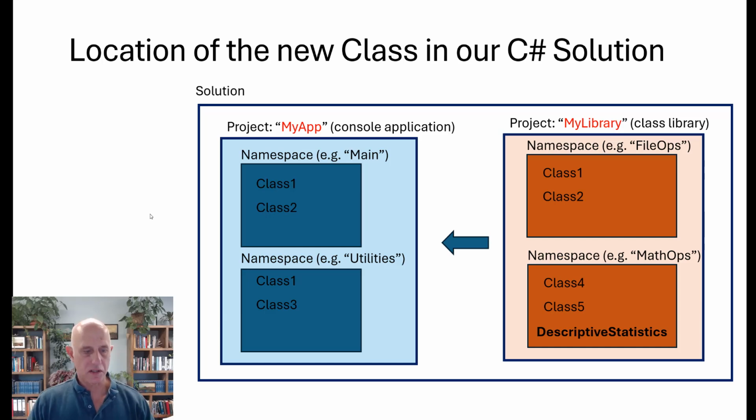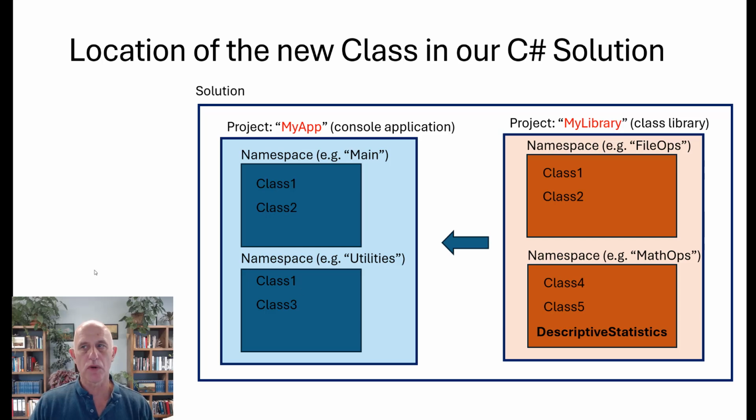So these are the two projects that we created in the earlier videos in this series, and we are going to create this class inside of the library project, and we are going to put it in the math operations or math ops namespace, and we are going to call it Descriptive Statistics.